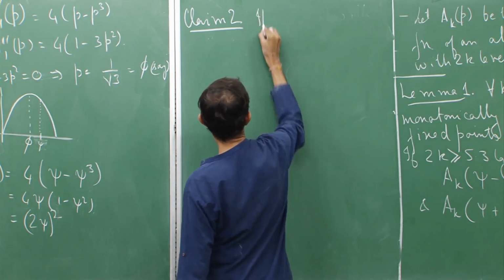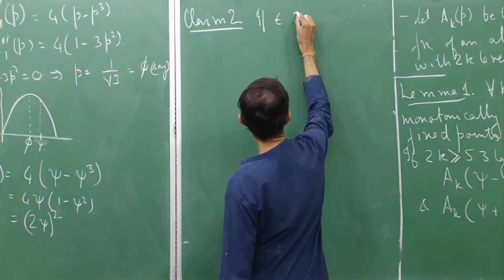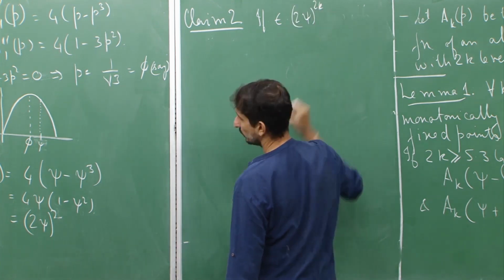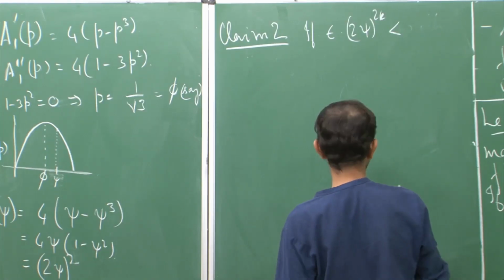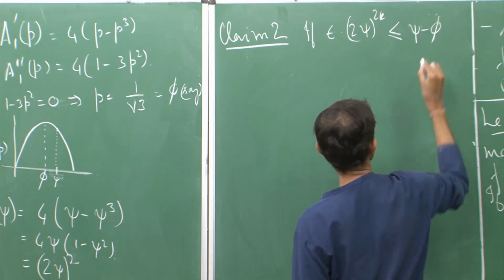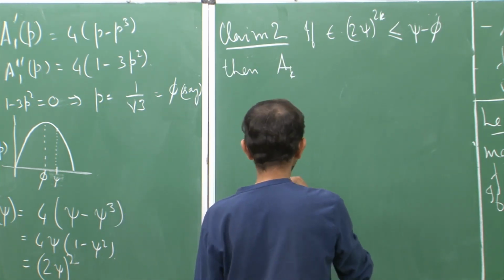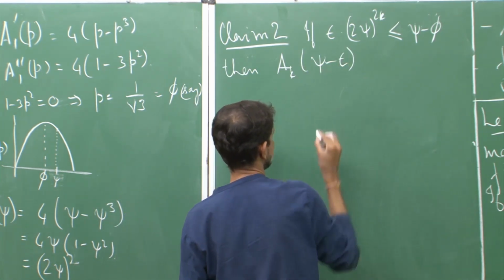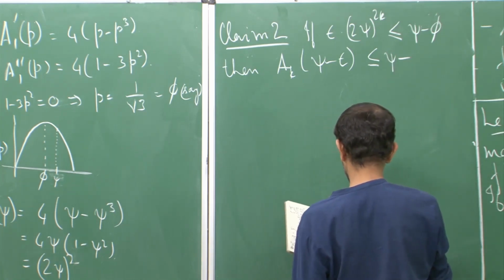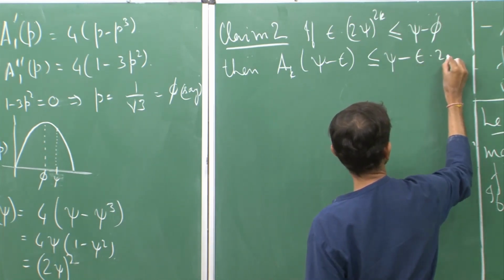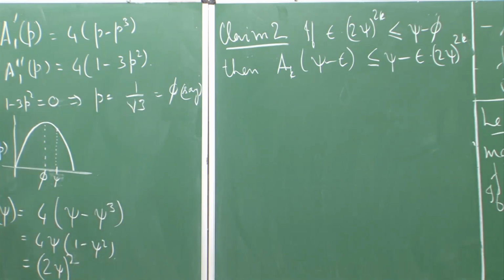So, if epsilon times 2 psi to the power 2k is less than or equal to psi minus phi, then a_k of psi minus epsilon is less than or equal to psi minus epsilon times (2 psi) whole to the power 2k.